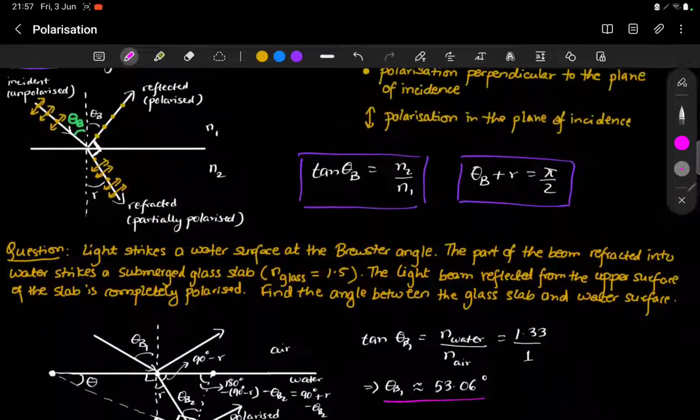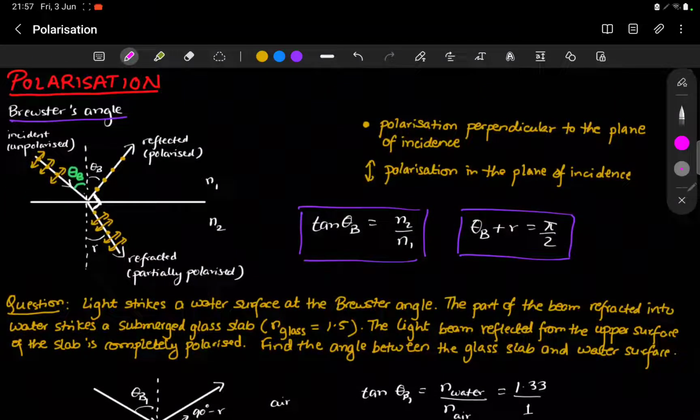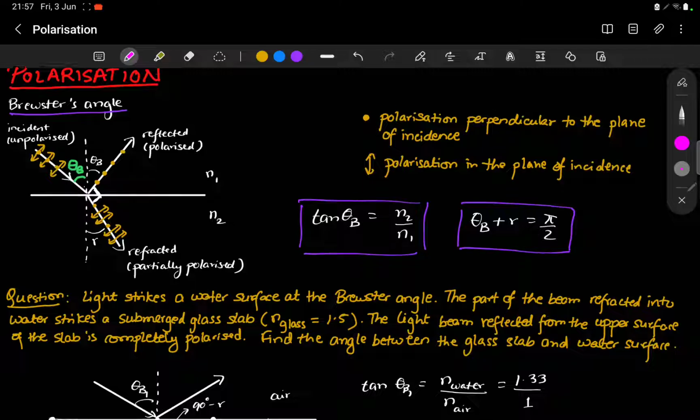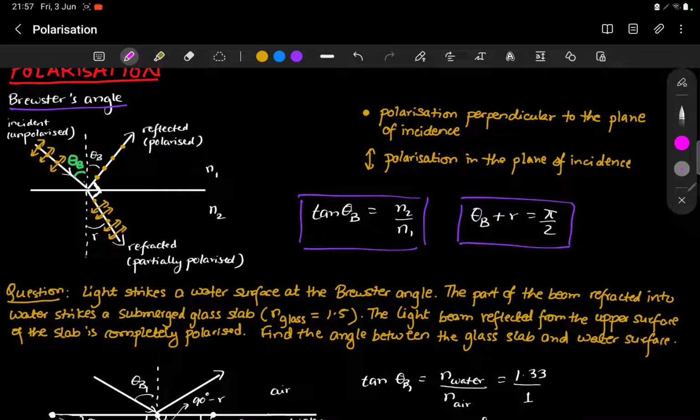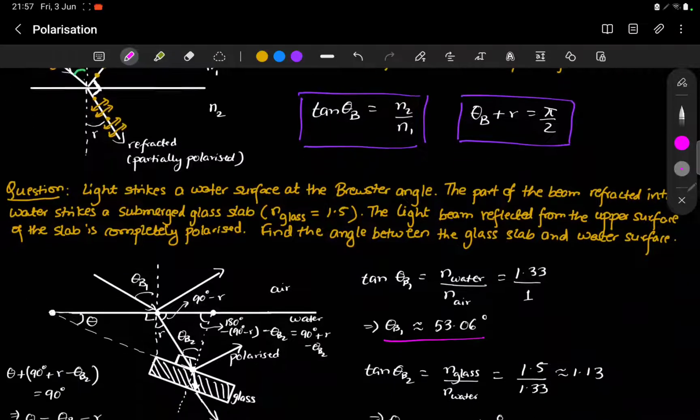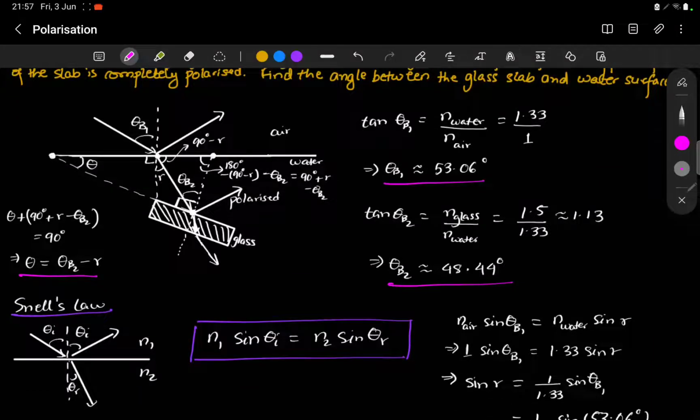So the takeaways from this question were Brewster's angle, this expression for Brewster's angle, the polarization by Brewster's angle, and using Snell's law.